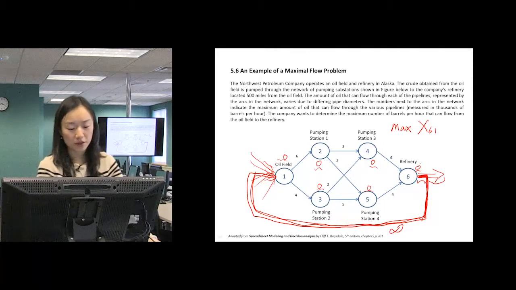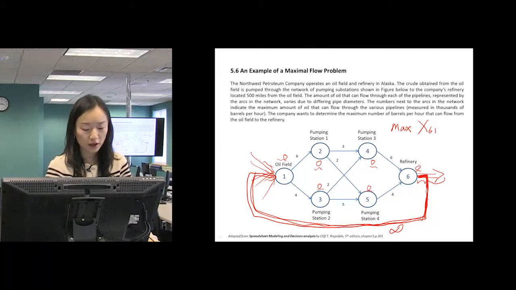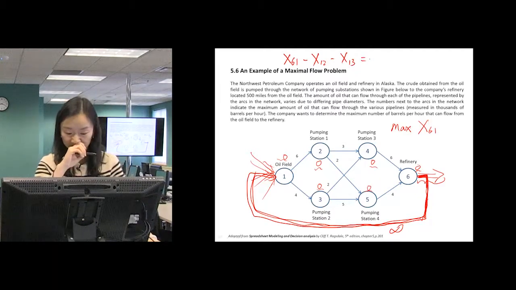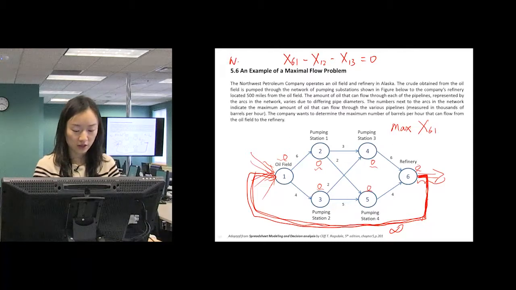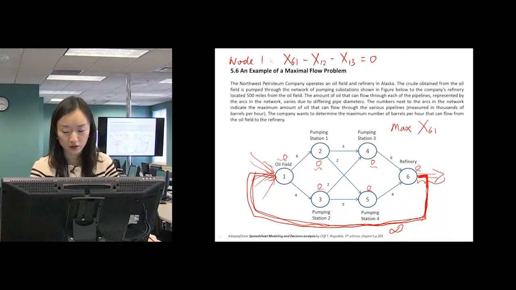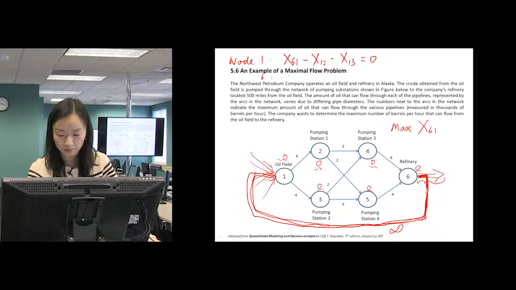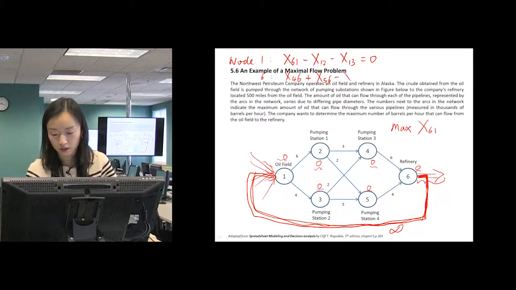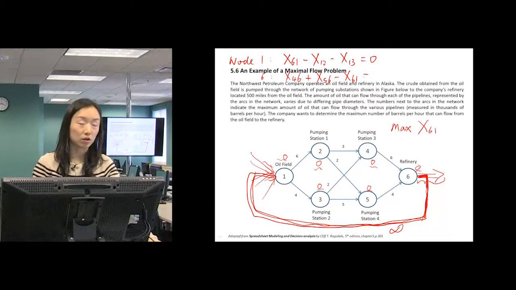So what we're saying will be, okay, for node 1, we have just a 0. So the x61, which is the inflow to node 1, subtract x12, subtract x13, will be 0. Okay, and for all the other nodes, it's the same. It's all inflow minus outflow. Okay, and then for node 6, we're saying x46 plus x56, we just subtract x61. This also equals 0.